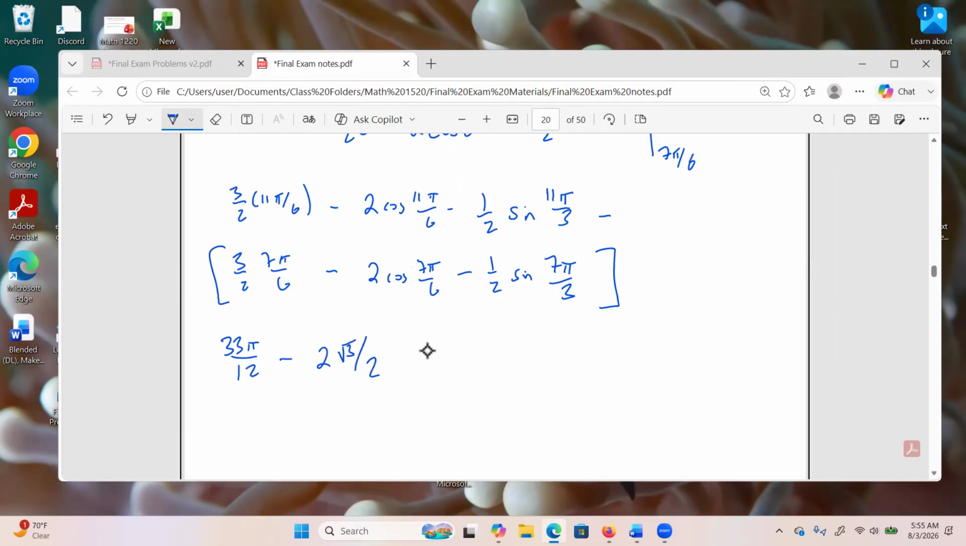Now for 11 pi over 6, this was fourth quadrant, so cosine is positive, so this doesn't change. For 11 pi over 3, we have 1 pi over 3, 2 pi over 3, 3 pi over 3, 4 pi over 3, 5 pi over 3, 6 pi over 3, 7 pi over 3, 8 pi over 3, 9 pi over 3, 10 pi over 3, 11 pi over 3. So we're going to change our sign, so this is going to be a plus 1/2. And then sine of 11 pi over 3 is going to give me, again, square root of 3 over 2. And that's evaluated at 11 pi over 6.